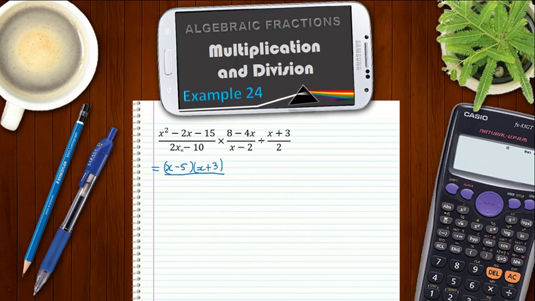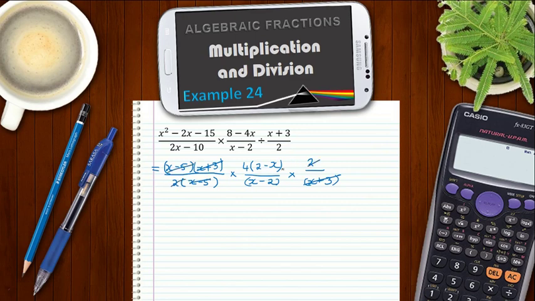And then here we just have a common factor. So we take out a 2, we're left with x minus 5, multiplied. Here again, just a common factor of 4. So this is 2 minus x, and here x minus 2. And then times, so the 2 goes up and the x plus 3 comes down. Okay, so now let's see where we can cancel. We've got this x plus 3 that can cancel with this x plus 3. X minus 5, these 2's can cancel.